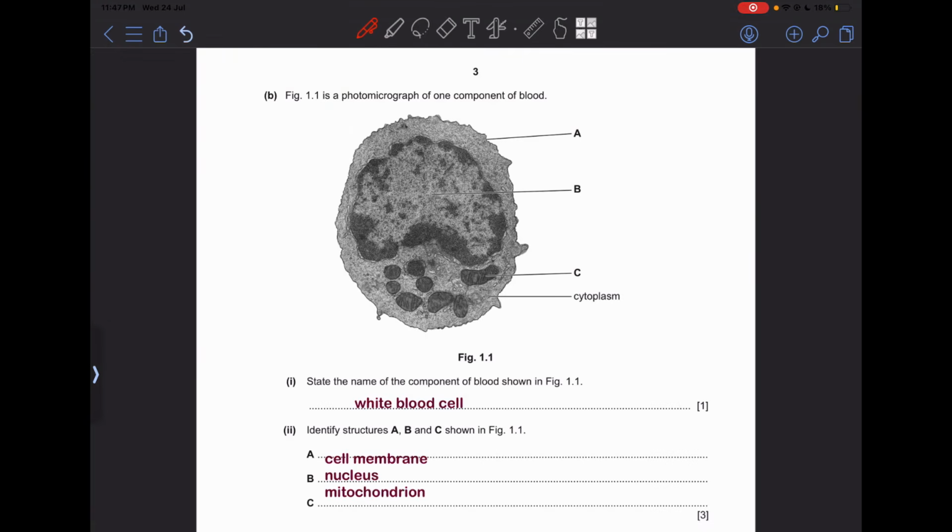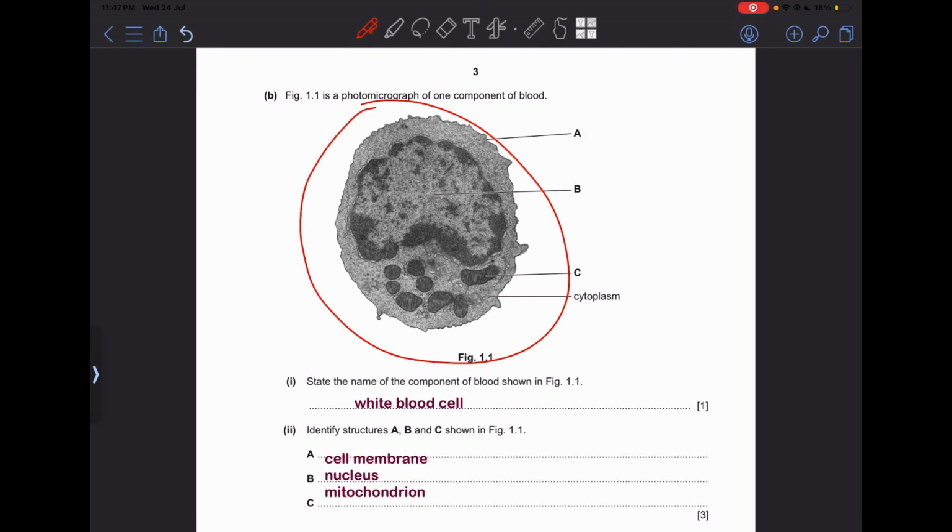Figure 1.1 is a photomicrograph of one component of blood. It says, state the name of the component of blood shown in figure 1.1. So this is actually showing the white blood cell. So this is our answer.